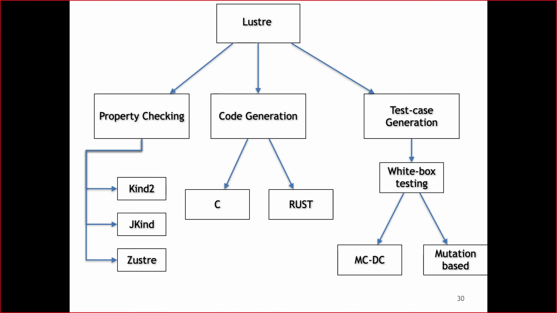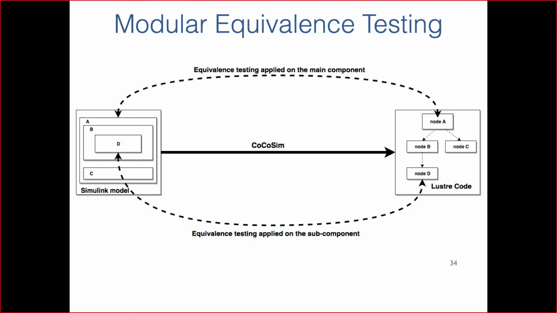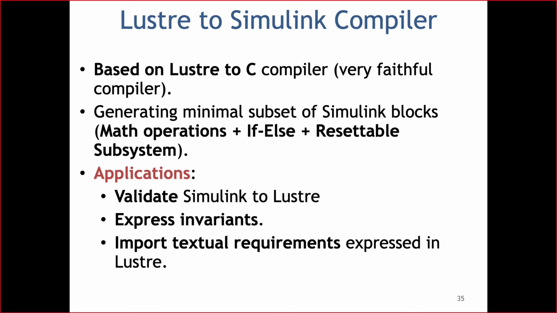So the backend parts of CoCoSim: once you have the Lustre, you can do many things, such as property checking using a model checker, code generation, or test case generation. All these are supported by CoCoSim right now. The user doesn't need to know about Kind2 and JKind and Lustre. Only Kind2 is supported right now, but you don't need to know what Kind2 is doing, because we run Kind2 and bring the results back to the user. Here I just spoke about how I validate CoCoSim. I don't think it's important for the user.